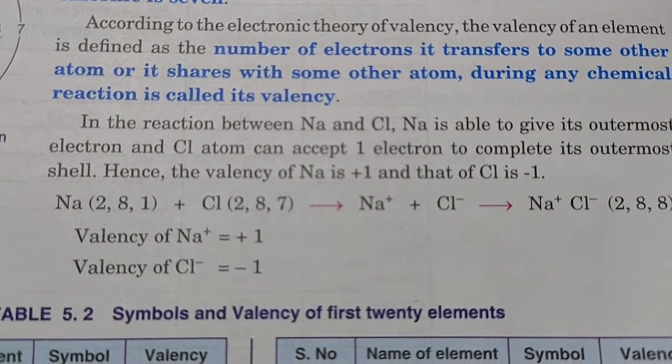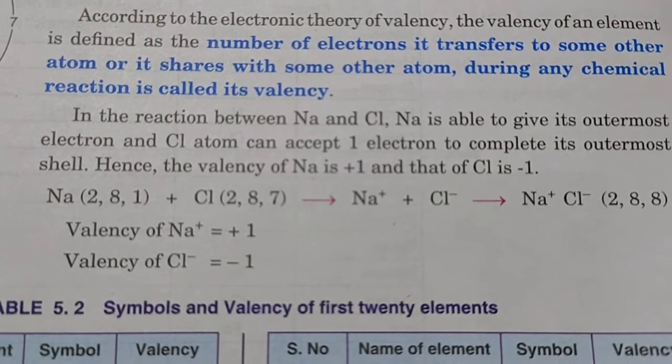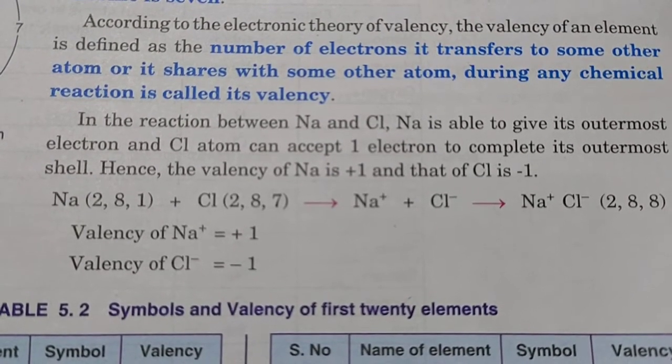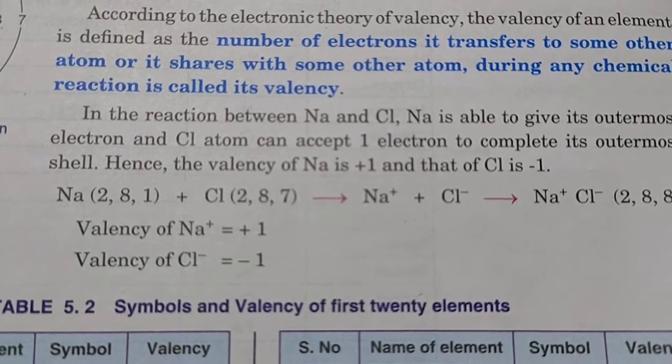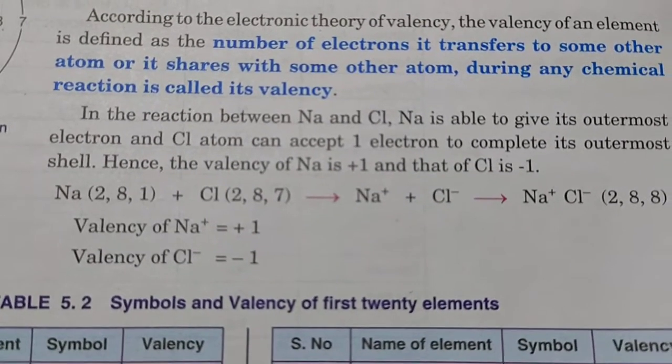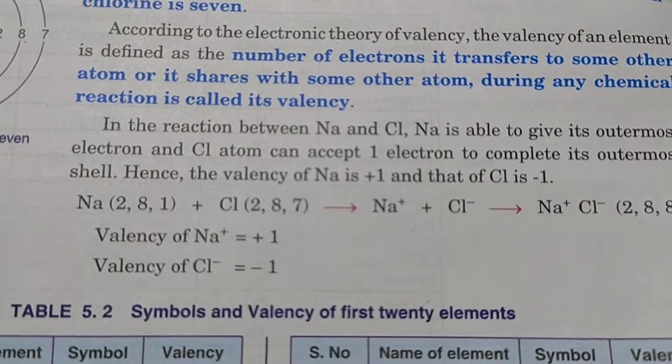So the valency of Na plus is what? It loses 1 electron, so plus 1. And what about Cl minus? Minus 1. It gains 1 electron. So the valency of Cl minus is minus 1.